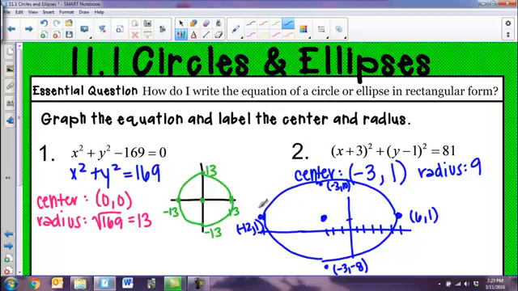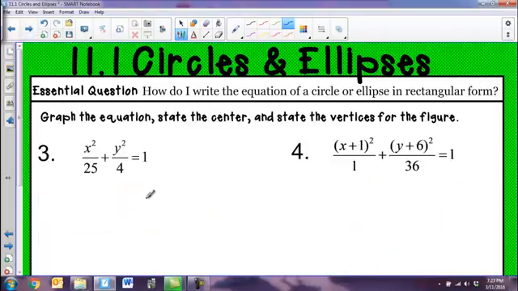Okay, so this again is going to be a circle because of the way that the equation is set up. Now, if I was given an equation that looks like this, it is going to be an ellipse. Okay, if you notice it equals 1, there's a plus sign in here, and my denominators are both different. So we're going to graph the equation, say what the center is, and then tell me what the vertices are.